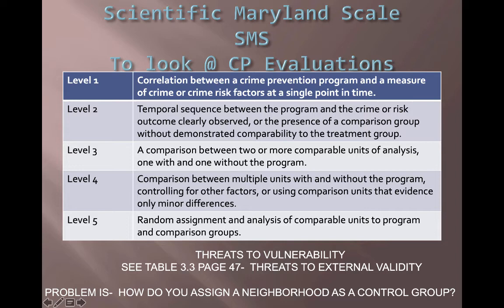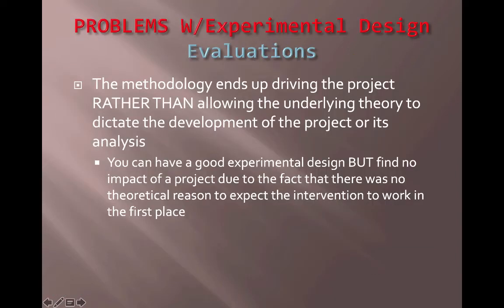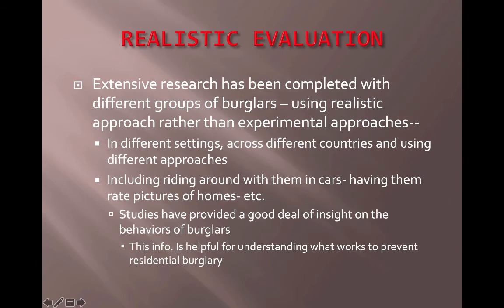The problem is, how do you assign a neighborhood as a control group? Again, you can't isolate a neighborhood because people are always coming and going. There are also problems with experimental design evaluation because the methodology ends up driving the project rather than allowing the underlying theory to dictate the development of the project or its analysis. You can have a good experimental design, but find no impact of the project because there was no theoretical reason to expect the intervention to work in the first place.